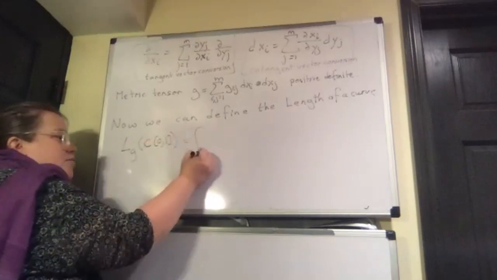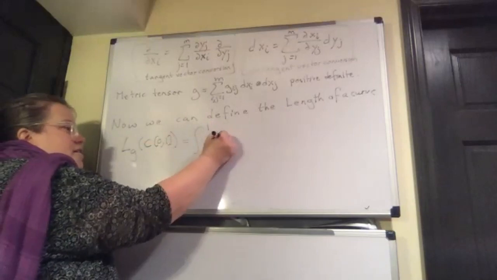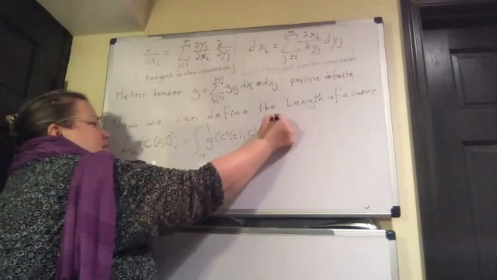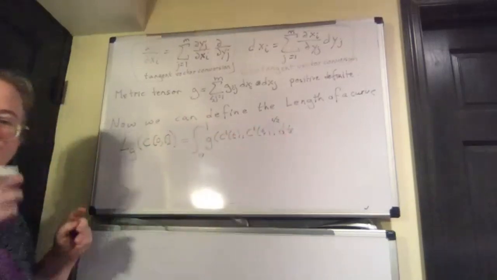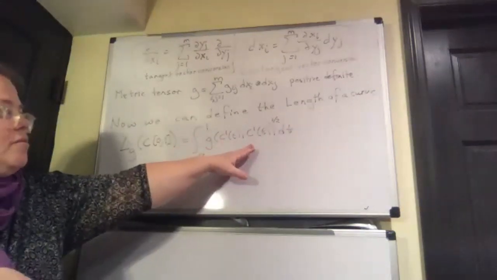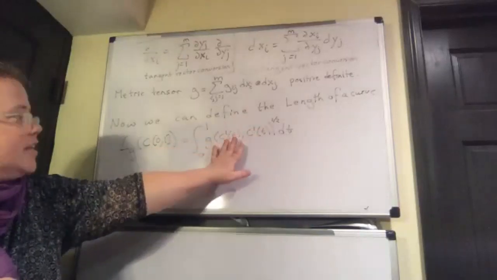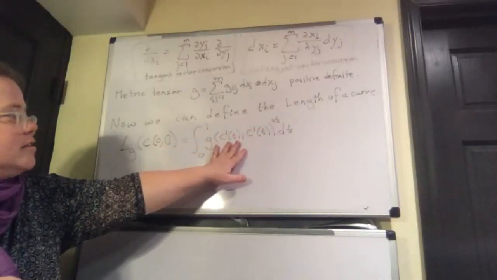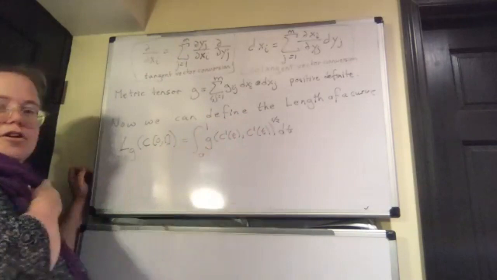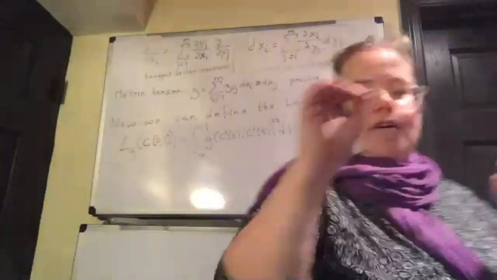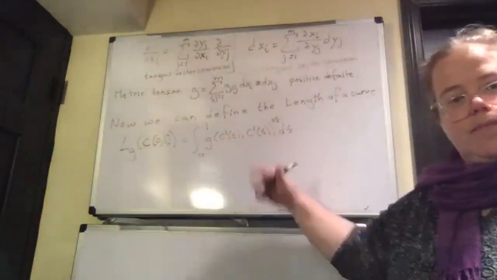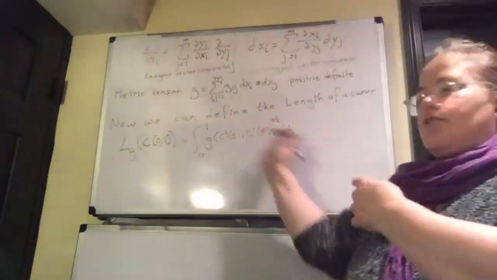It is the integral from 0 to 1 of g of c prime of t, c prime of t, dt, and we have to take it to the 1/2 power because remember it's squared, so this is like the norm. So it's the dot product of c prime with c prime, to the 1/2 power, to get the length. This is the norm of the vector, and then you integrate the norm. That's the length of a curve now. So that means that for every single curve that's differentiable, we can now define g of c prime, c prime, and then we can integrate that.